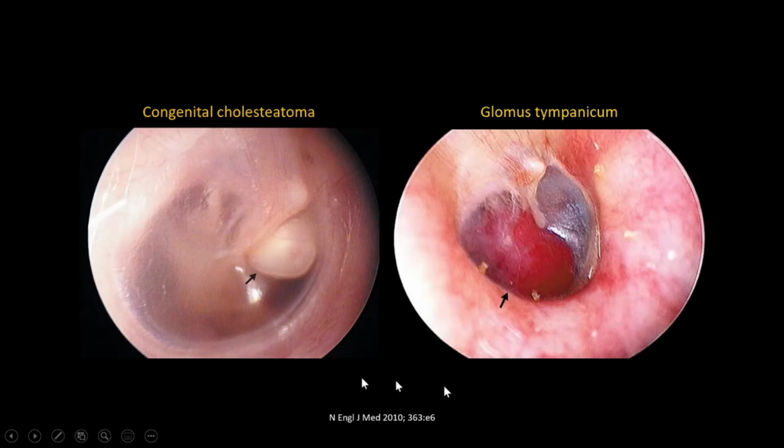So clinically, that's what they look like. This from the New England Journal of Medicine has a nice illustration. Cholesteatoma is what they describe as pearly white, and glomus tumor is a vascular tumor, so it's going to be angry red. And this one will present with pulsatile tinnitus. In theory, cholesteatoma should not.